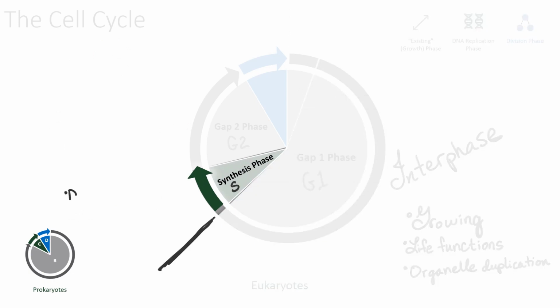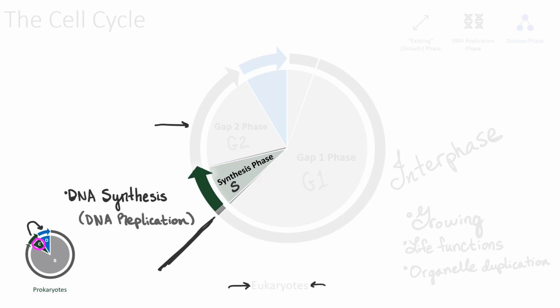During S phase, DNA synthesis occurs, meaning the DNA within the cell's nucleus is replicated. This is one of the several places where eukaryotic and prokaryotic cells truly differ. You see, in prokaryotes, once the DNA is replicated, the prokaryotic cell automatically begins its cell division process. In eukaryotes, however, the cell does not go straight into cell division after DNA replication. There is another gap phase that takes place after DNA replication occurs.